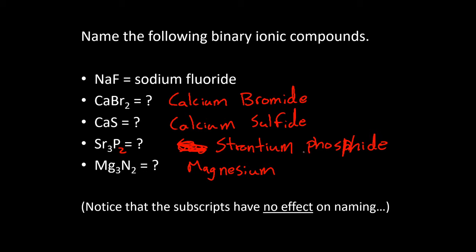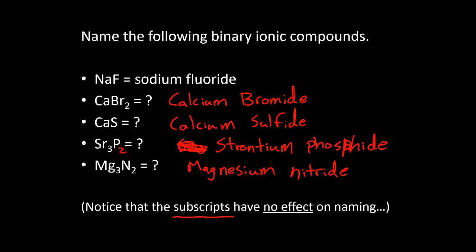And then the last one here, magnesium nitride. So nitrogen becomes nitride. Notice here that these subscripts have no effect on the naming. Because there is only one way that these ions can come together to make a molecule, we don't need to specify how many of the ions we have.